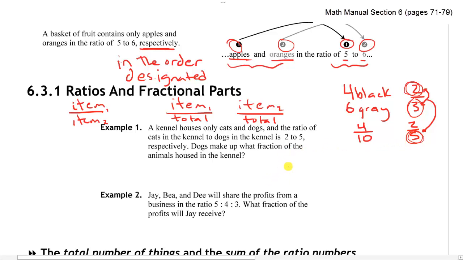Examples 1 and 2, go ahead and do them on your own. Pause the video if you would like to do so.